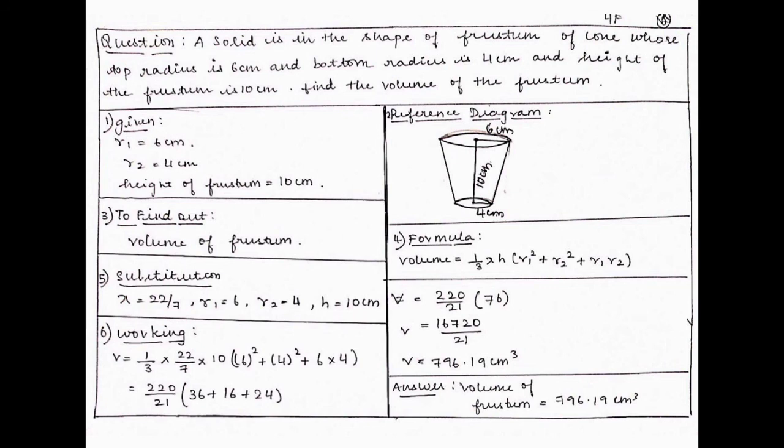So when we multiply 220 into 76 we will get 16,720 whole divided by 21. So when we divide this we will get volume as 796.19 centimeter cube. So the final answer of this question is volume of frustum is equal to 796.19 centimeter cube.